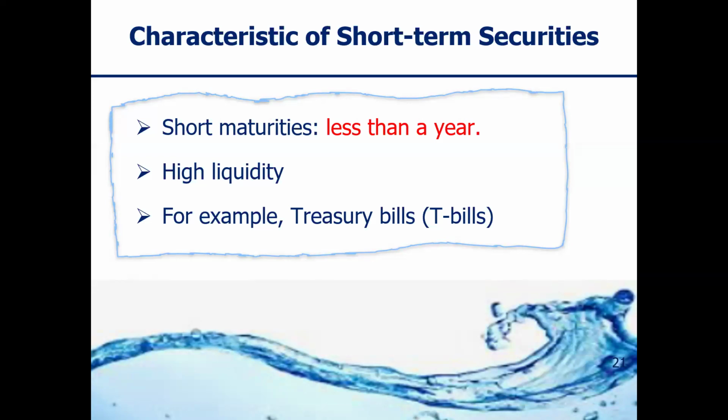The characteristics of short-term securities that are traded in the money market. The first characteristic of short-term security: the keyword is short-term, which means less than 1 year. The main characteristic of short-term debt or short-term security is that the time to mature, or the maturity date, is less than 1 year.